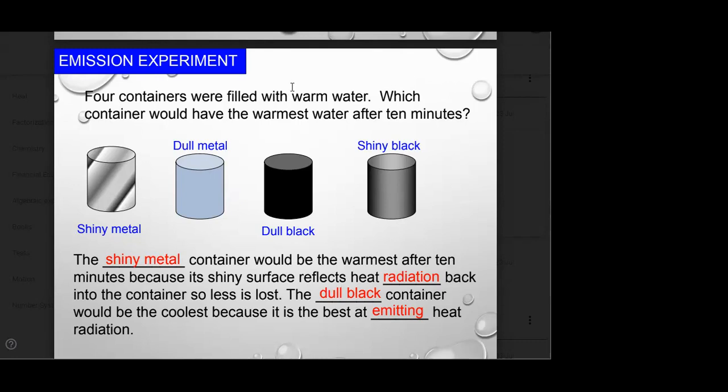I don't know, I'm just asking. I'm just confusing you guys. I'm not saying this is not the answer. I'm just asking: you are saying dull black is a good absorber. So is the opposite true? Will they be good emitters also? Yes, sir, true.